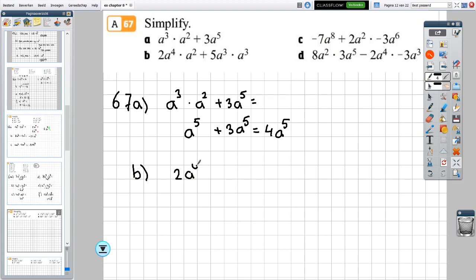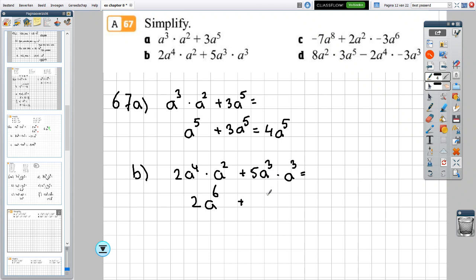2a to the fourth power times a squared plus 5a to the third times a to the third. Here we have two multiplications we have to take a look at. The first one is right here. Remember, multiplication is always possible. First do the numbers times each other: 2 times, you could say there's a 1 here, so just 2. Then a, 4 plus 2 is 6, right? Add the exponents.